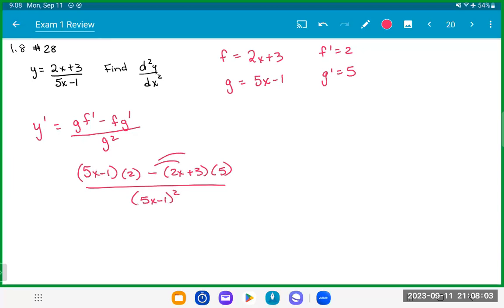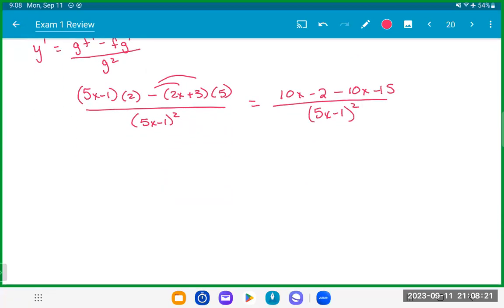We have to distribute this negative to all of these terms. This is going to give me 10x minus 2 minus 10x minus 15 over (5x minus 1) squared. Okay, when I simplify that, I get negative 17 over (5x minus 1) squared.